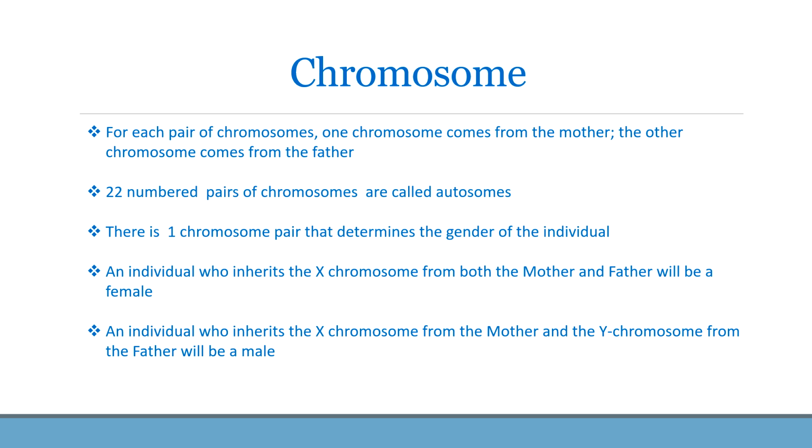For each pair of chromosomes, one chromosome comes from the mother, the other chromosome comes from the father. 22 numbered pairs of chromosomes are called autosomes. There is one chromosome pair that determines the gender of the individual. An individual who inherits the X chromosome from both the mother and father will be a female. An individual who inherits the X chromosome from the mother and the Y chromosome from the father will be a male.